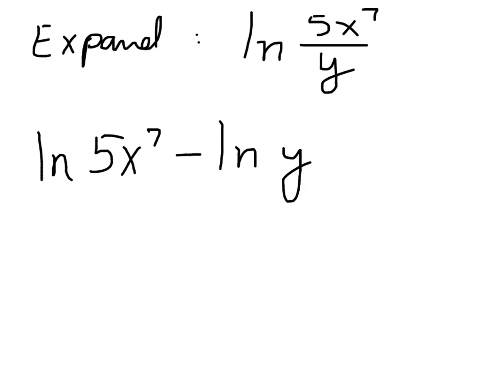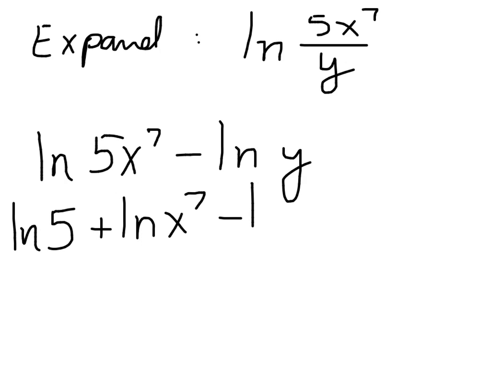Do I have any multiplication in my problem? Yes. If you say that first one out loud, you'd say 5 times x to the 7th. Now, most people screw that up. Most people then try to not separate the 5 and the x. But remember, you said 5 times x to the 7th. So are those two different things? Yeah. What's multiplication the same as? Addition. So then that ends up being ln of 5 plus the ln of x to the 7th minus the ln of y.